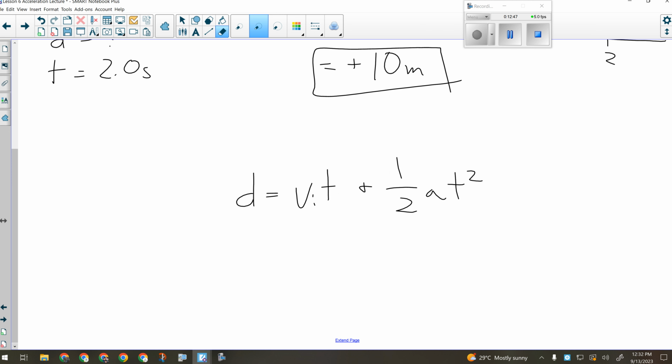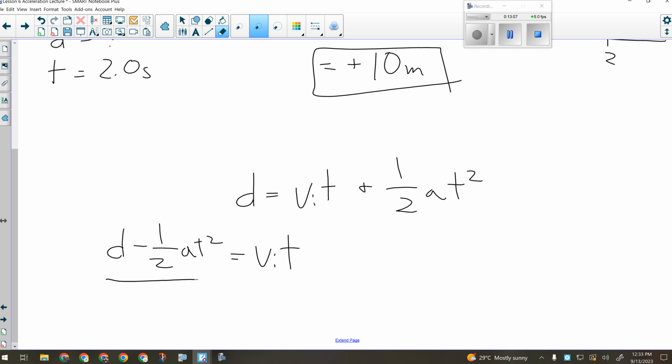Subtract. Yeah, I'd subtract it. Right now I'm adding that whole term. I can subtract that whole term over to this side. So I'm going to have D minus 1/2 AT squared equals VI times T. All right, I want VI by itself. What do I do with T? You divide it over to the other side.